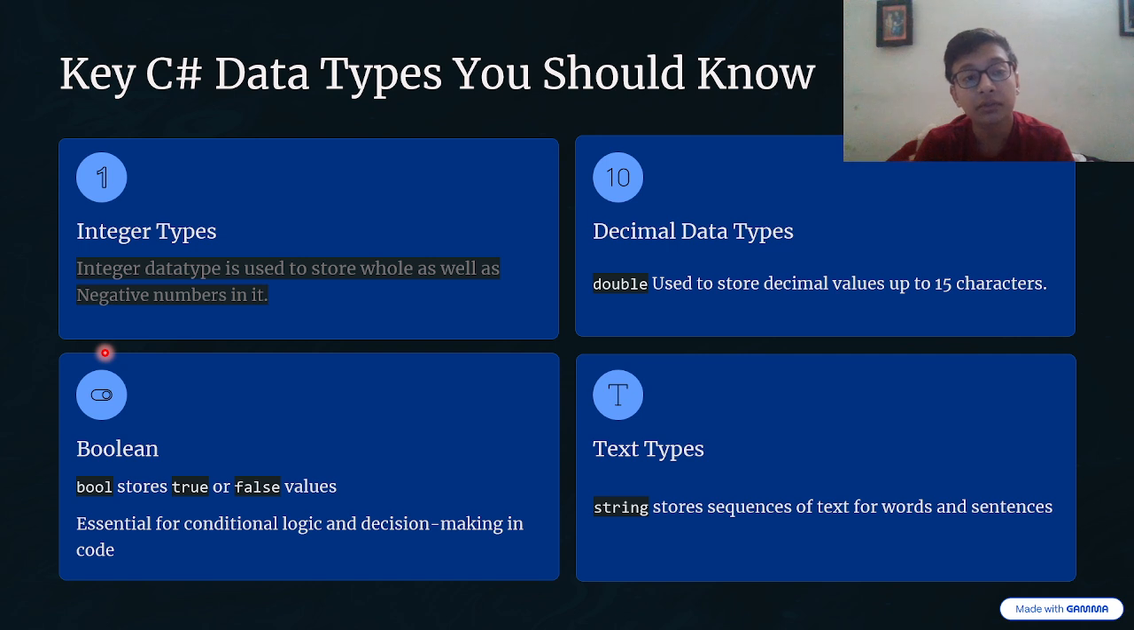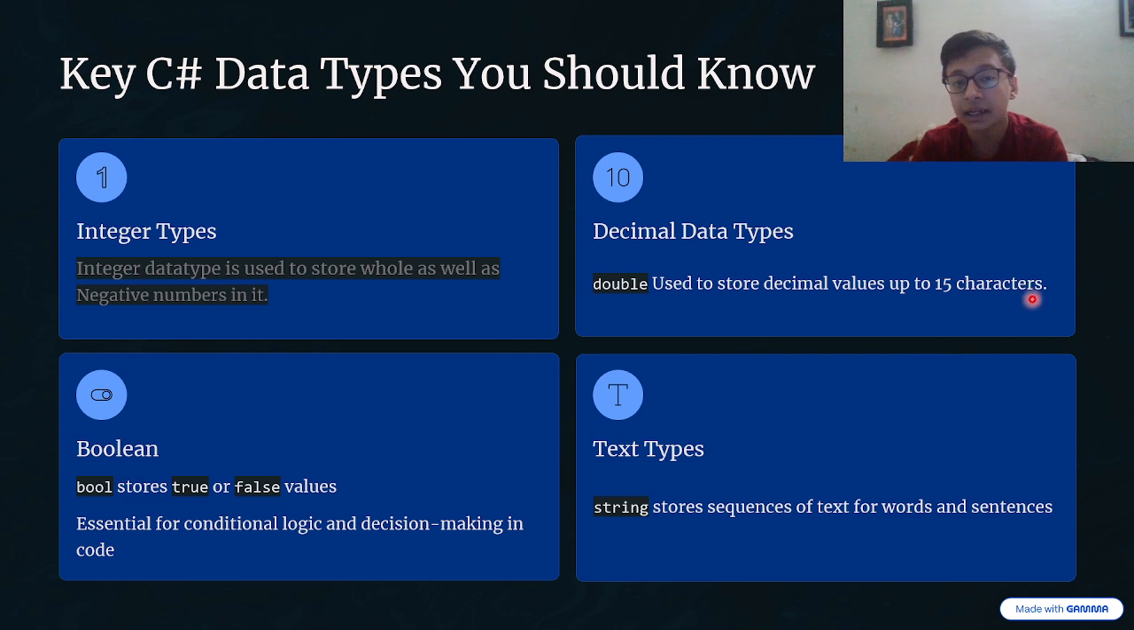And the next topic, what are data types? There are four most important data types you should know. The first data type is integer. The integer data type is also the most used data type. This data type is used to store whole numbers as well as negative numbers. If you want to assign some value which contains any whole number or negative number, you must take the integer data type.